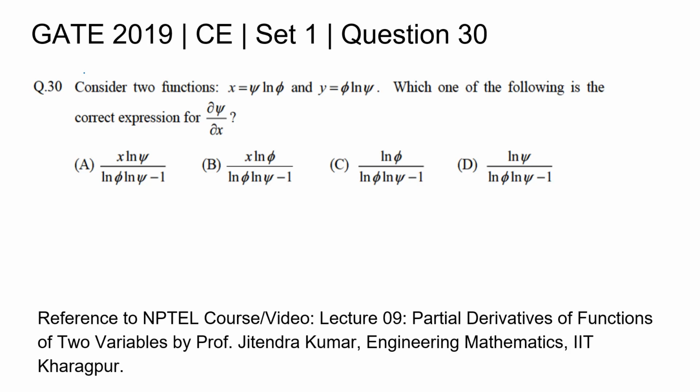The options given are: option A is x ln psi divided by ln phi into ln psi minus 1. Option B is x ln phi divided by ln phi into ln psi minus 1. Option C is ln phi divided by ln phi into ln psi minus 1. And the last option D is ln phi ln psi divided by ln phi into ln psi minus 1.